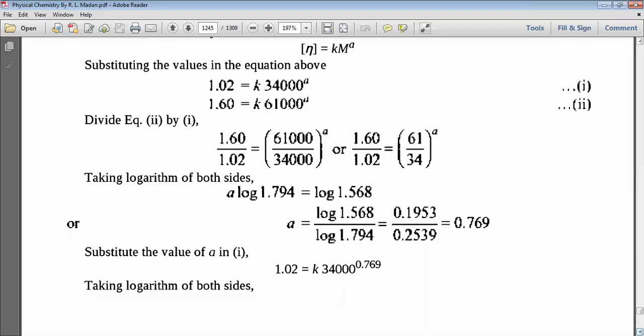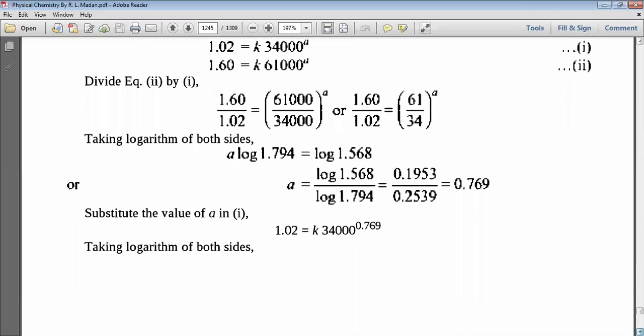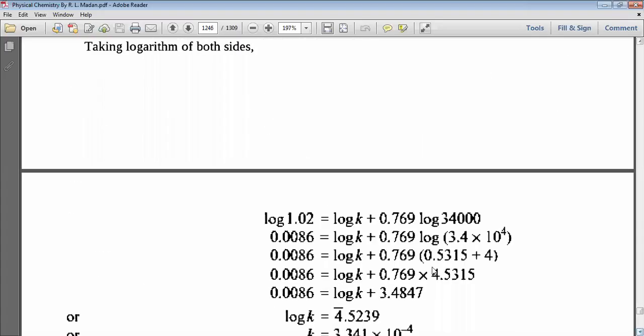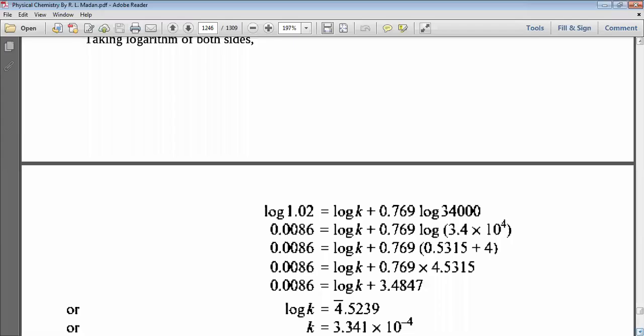Now substitute the value of A in equation 1, the above equation. We get 1.02 equal to k into 34,000 to the power 0.769. Now taking logarithm of both sides, we get log 1.02 equal to log k plus 0.769 log 34,000.